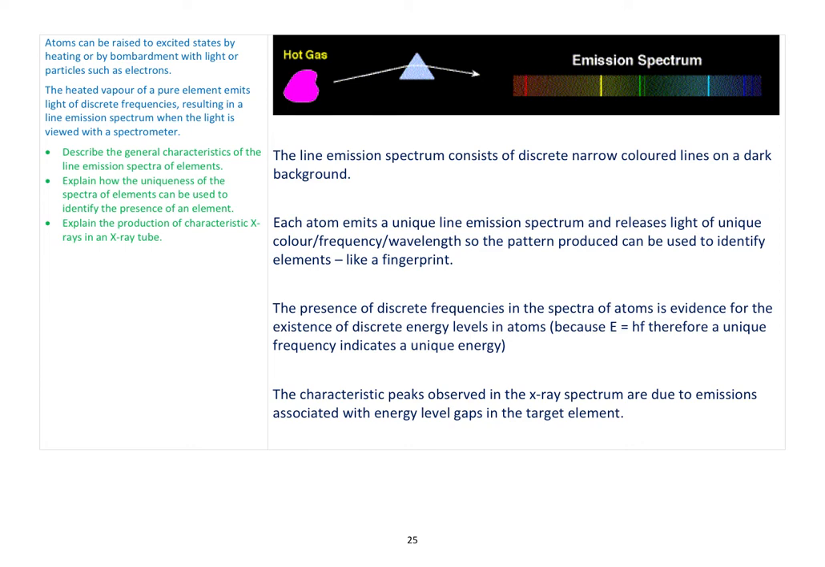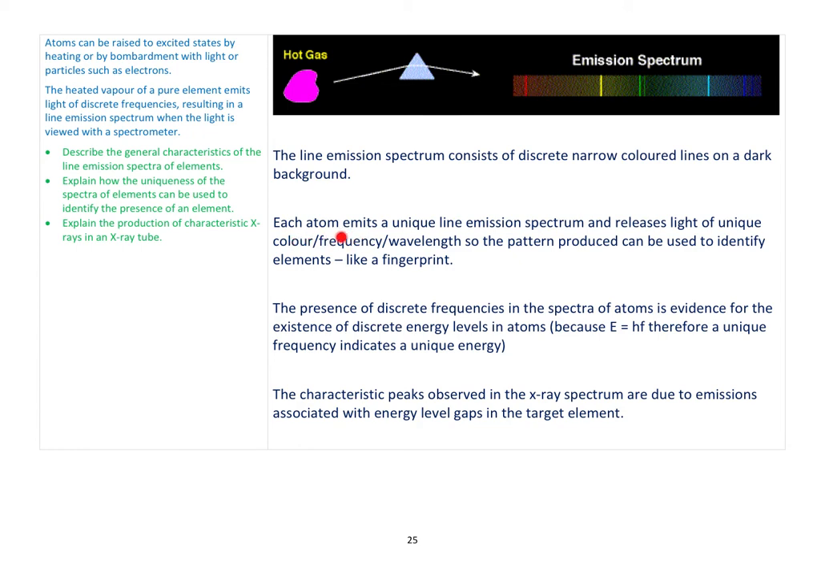So the first thing we need to be able to do is describe the general characteristics of the line emission spectrum of elements. The line emission spectrum consists of discrete narrow coloured lines like this on a dark background. So it's almost like those areas of negligible reinforcement in a transmission grating or something like that. So this is basically what an emission spectrum looks like, as opposed to a continuous spectrum which contains the full range of colours. We've looked at those through the spectroscope as well.